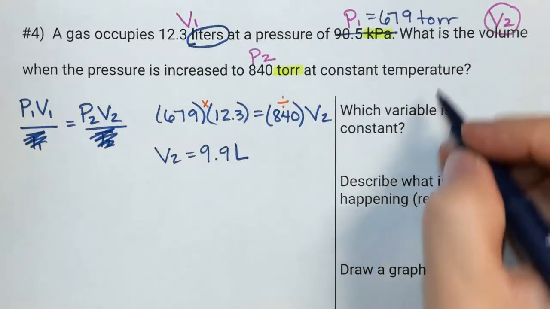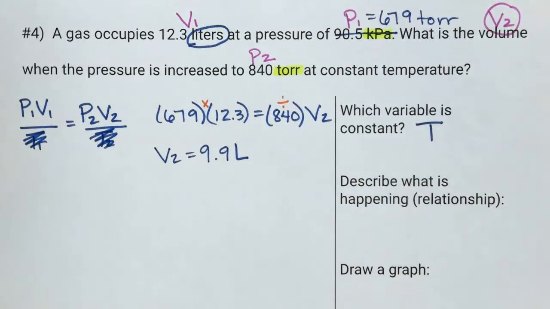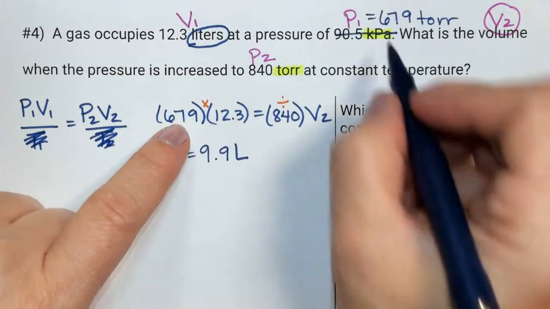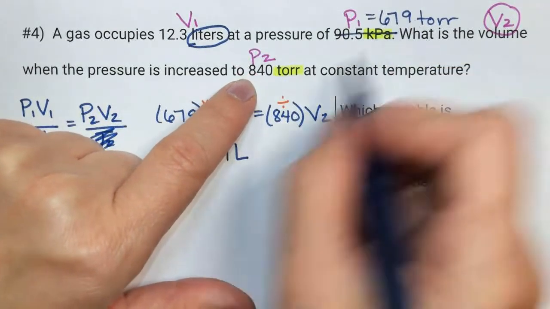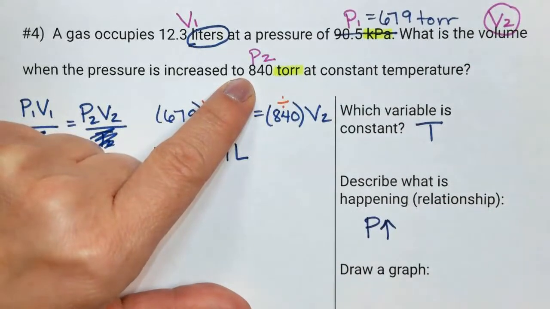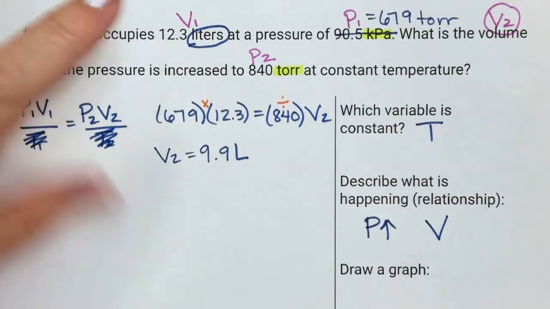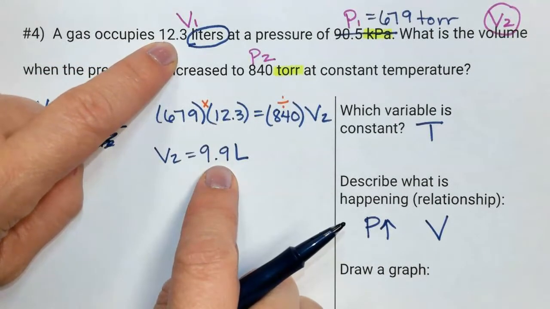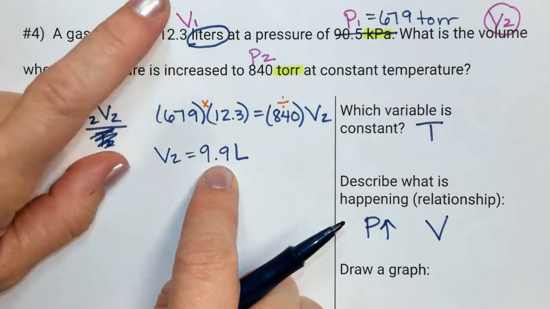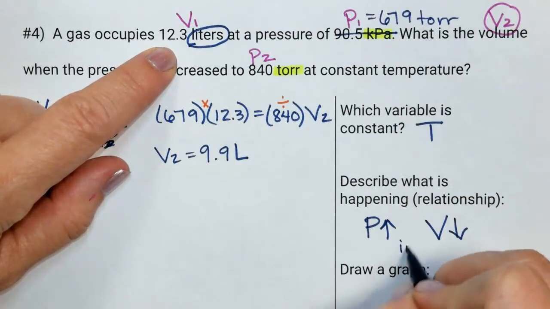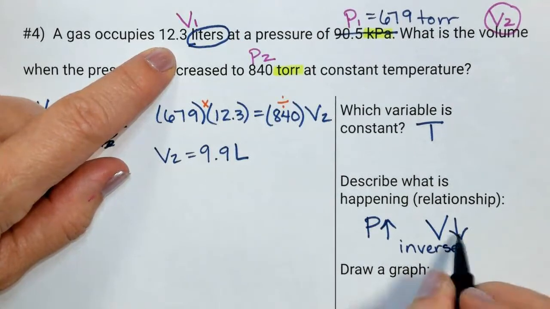We have a couple of questions over here on the right that I want to answer. Which variable is constant? The temperature is constant. Describe what is happening. Notice pressure 1 is at 679, and then pressure 2 is at 840, so the pressure is rising. Then let's look at our volumes. It started as 12.3 and ended at 9.9, so the volume went down from 12.3 to 9.9. So this is an inverse relationship that you can see.